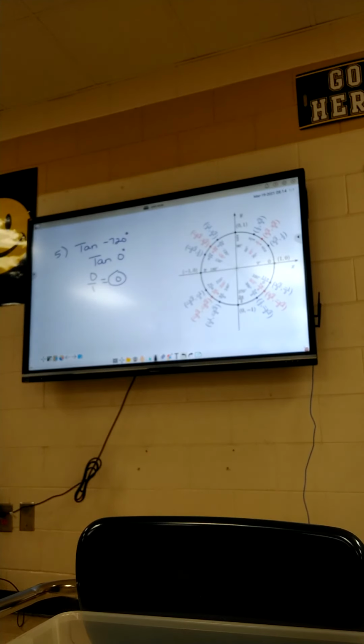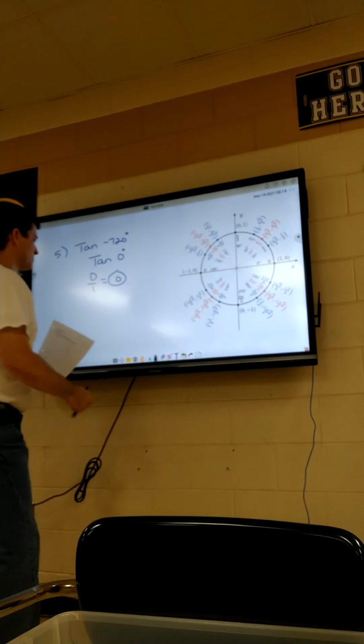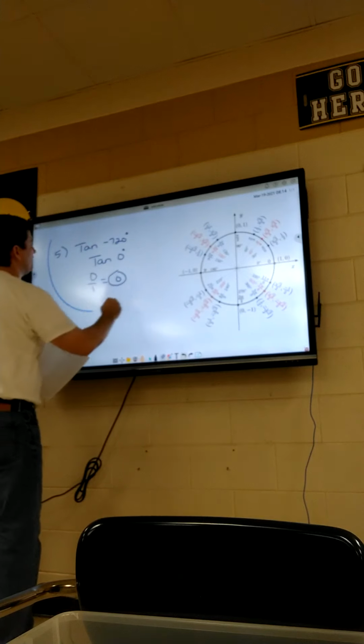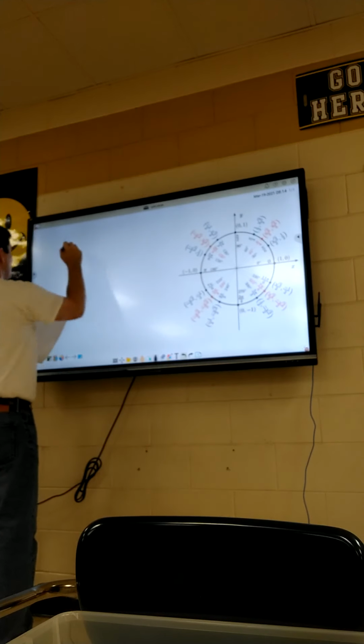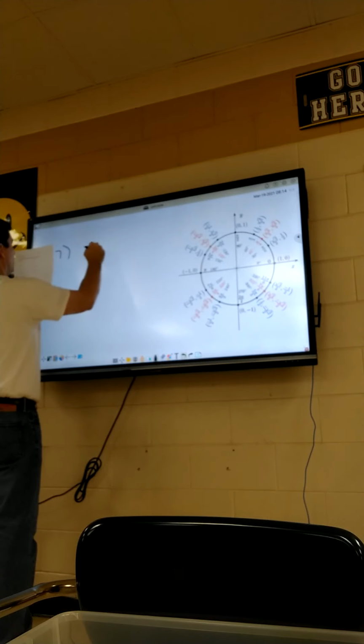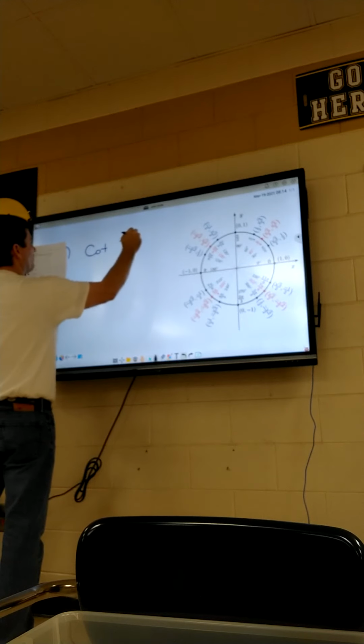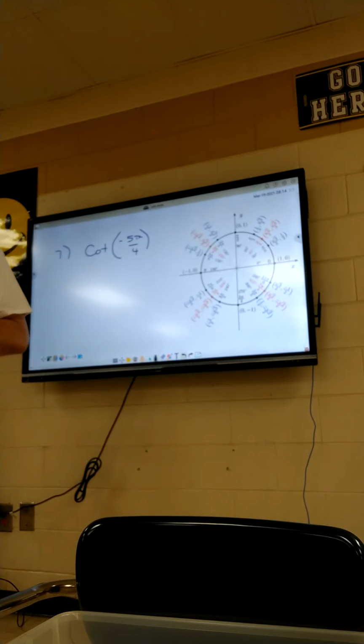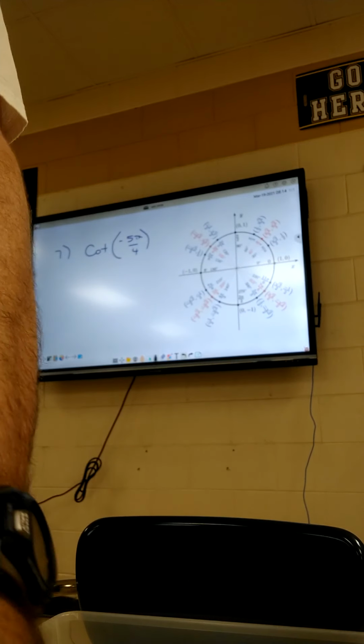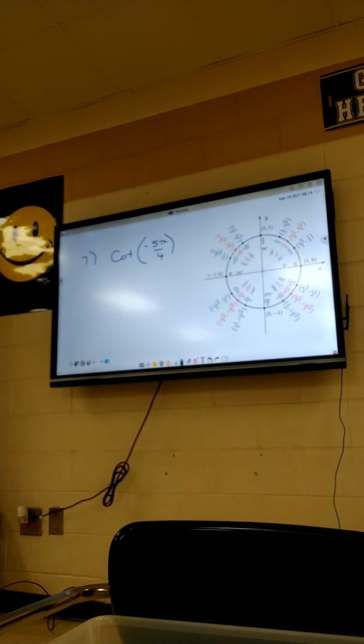All right, let's do a couple more. Now that I've shown you one, I want to see if y'all can do number 7 all by yourself. Cotangent of negative 5 pi over 4. You should be able to do that without a calculator. So right now, try to find negative 5 pi over 4.